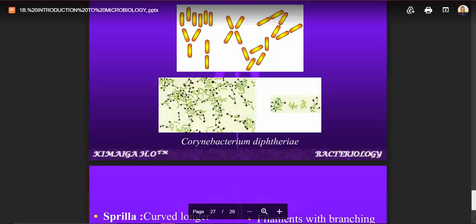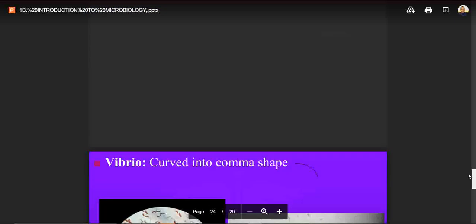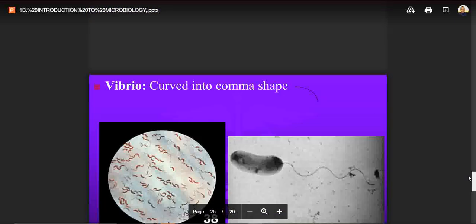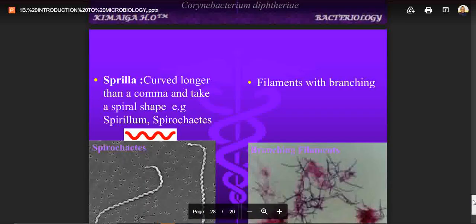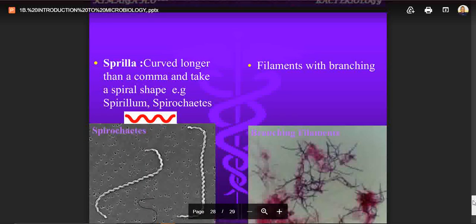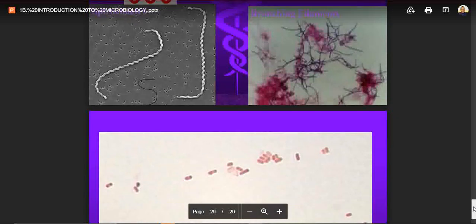That is that. The loading is slow, but we are good. So I think up to here, we are going well. Whatever you're able to see there, the image of Vibrio, curved into a comma shape. These are the palisade arrangement, the way I talked about. Spiral, curved longer than a comma and taking a spiral shape. Filament with branching. And it's done. So have a nice time.